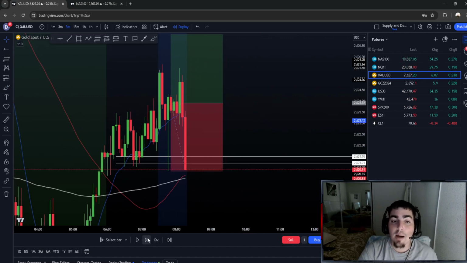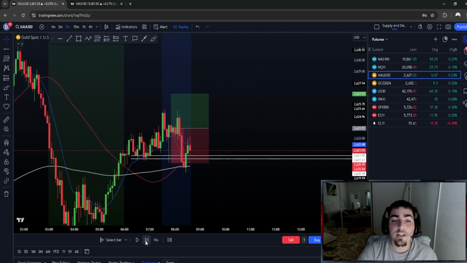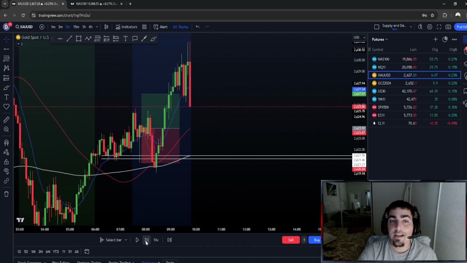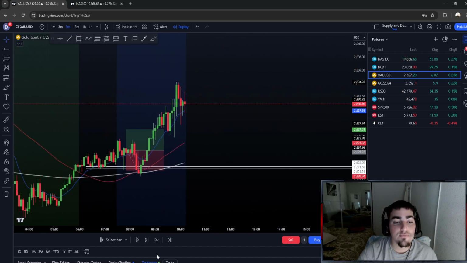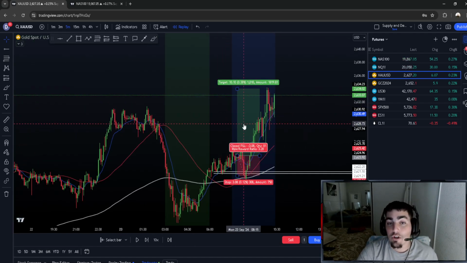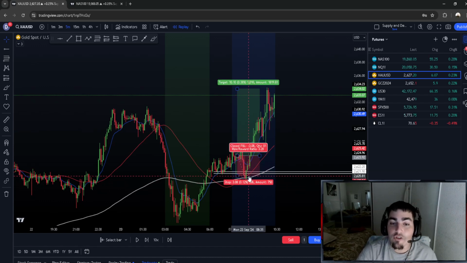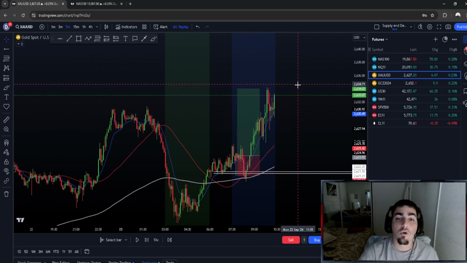And this is literally what happened. It came all the way back down. It stopped us out, only to do this after that. Literally crazy. Like gold went crazy for the rest of the day, guys. So it was a good direction. We had the direction right. It was literally the wrong timing. It was the wrong trade at the wrong time. It stopped us out. It wasn't ready yet, and then it went all the way back up.